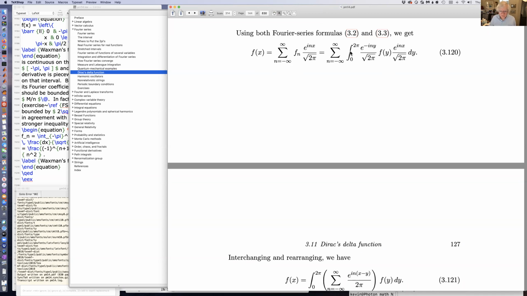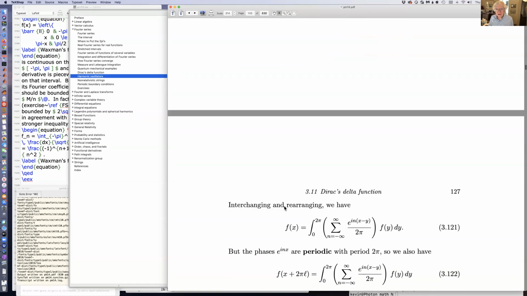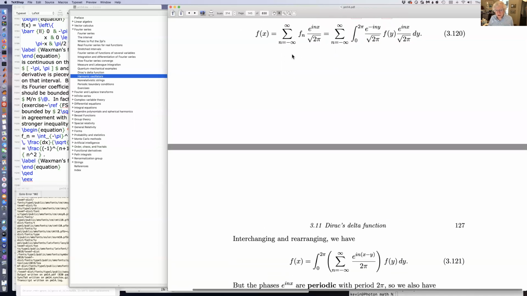Now, if we assume that there are no convergence issues, or equivalently, if we assume that the function f is in a class of functions that are suitably smooth and go to 0 at infinity suitably rapidly, then we can certainly interchange summation and integration. And this equation turns into this equation. And we have that f of x is the integral from 0 to 2 pi of f of y dy multiplied by the quantity in parentheses. And this quantity is an infinite sum of these orthonormal phase factors divided by an extra factor of square root of 2 pi.